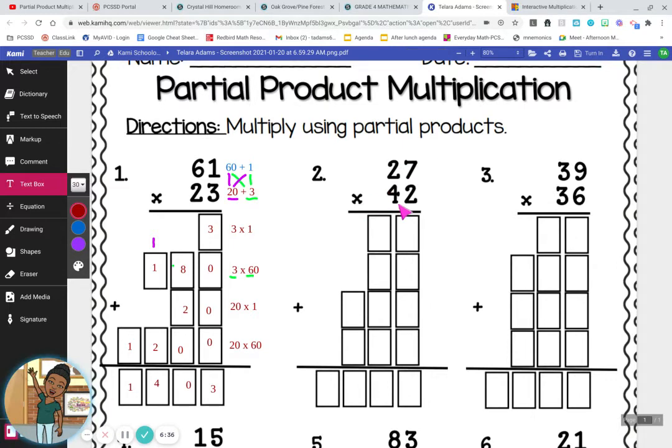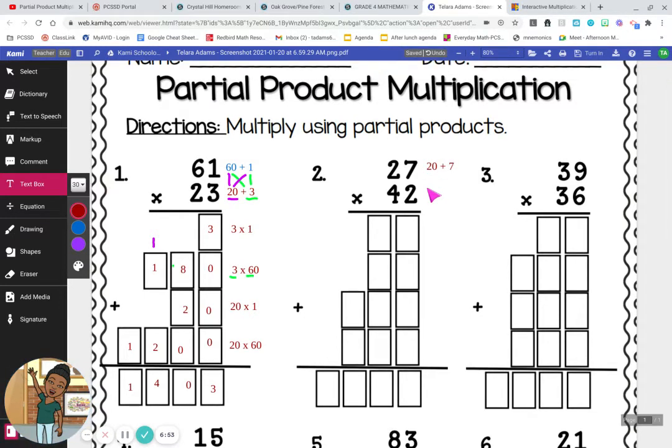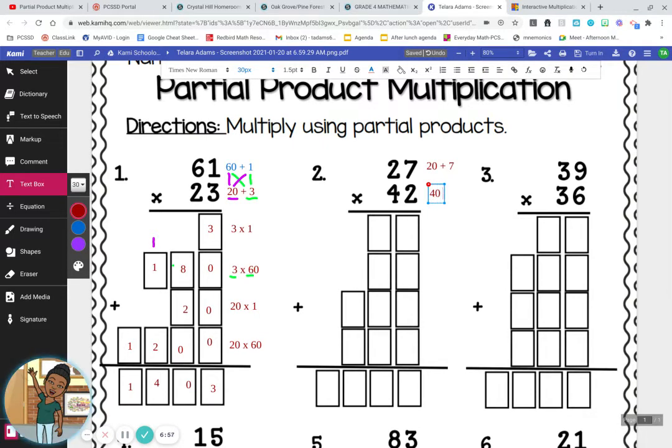27 times 42. The first thing I'm going to do, break it down, break it down, break it down. And what is 27 in expanded form? 20 plus 7. Yep. And what is 42 in expanded form? Oh, yeah, we're so good at this expanded form. 40 plus 2.